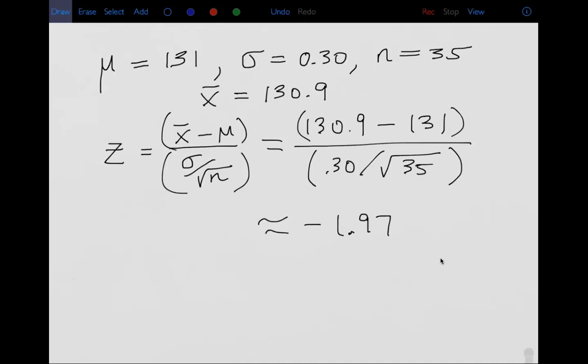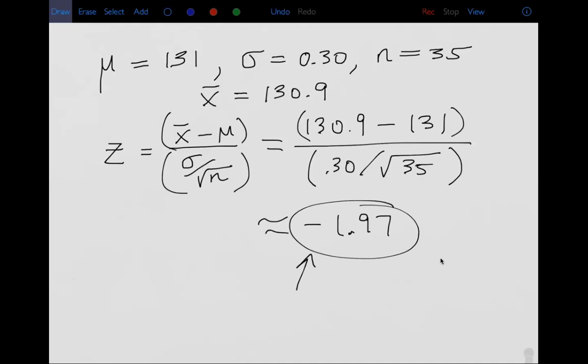Okay, so that's a z-score that gives you the number of standard deviations, in this case below the mean, in the sampling distribution. Now, the marker we're using is 2 standard deviations, so anything outside of 2 standard deviations is unusual. So this one's close, but it just misses. It's within 2 standard deviations, so it's not unusual.